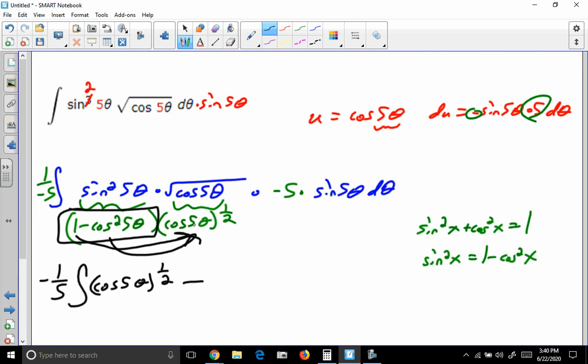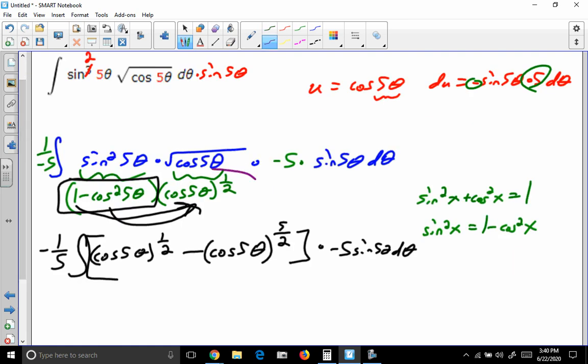Notice our bases are the same. This is cosine 5 theta to a power. This is cosine 5 theta to a power. So we add those exponents to find out how many cosine 5 thetas we have. This exponent is 2, that one's 1/2, so 2 plus 1/2, 2.5, or 5/2. And then we have times negative 5 sine 5 theta d theta.